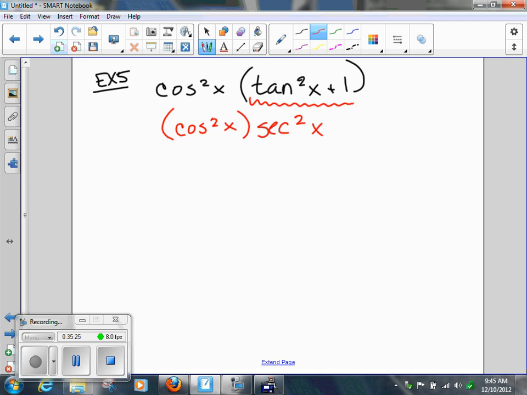Tangent squared x plus 1. It's supposed to be a plus. Okay. Is that what y'all have on your cards? Okay, secant squared x is tangent squared x plus 1. Yes. Okay. Now, what can you do?